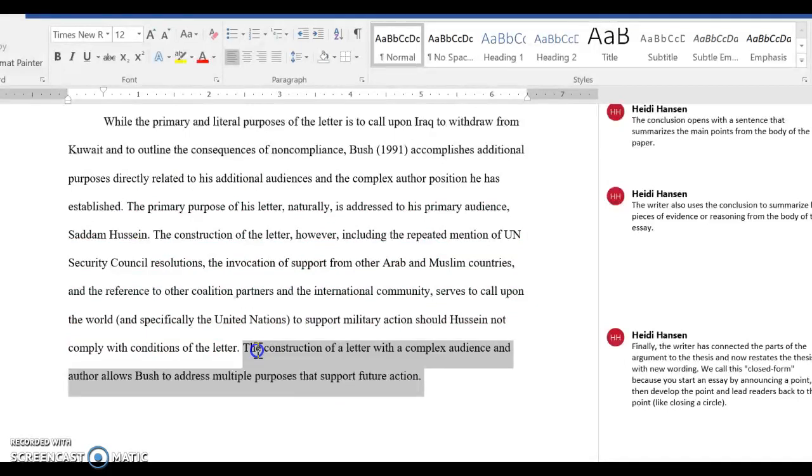And then this last sentence here: "The construction of a letter with a complex audience and author allows Bush to address multiple purposes that support future action." So it's a nice summarizing sentence that wraps up the argument overall. We would call this closed form writing because the essay begins with an argument statement, the thesis, and then it ends in the same place, bringing us back to the thesis. So it's like we've gone in a circle, but now we understand how somebody arrived at that thesis statement better, and we might have even been brought over to agree with their viewpoint.